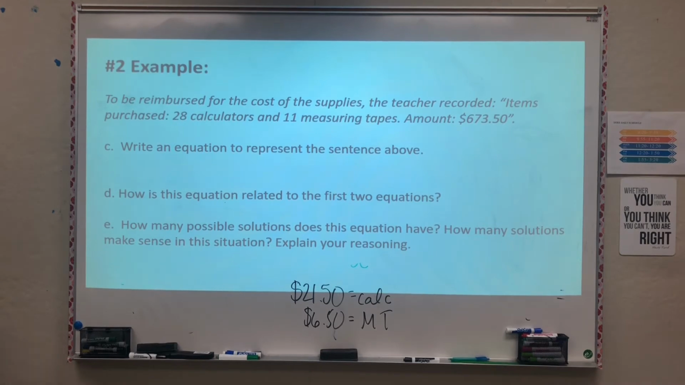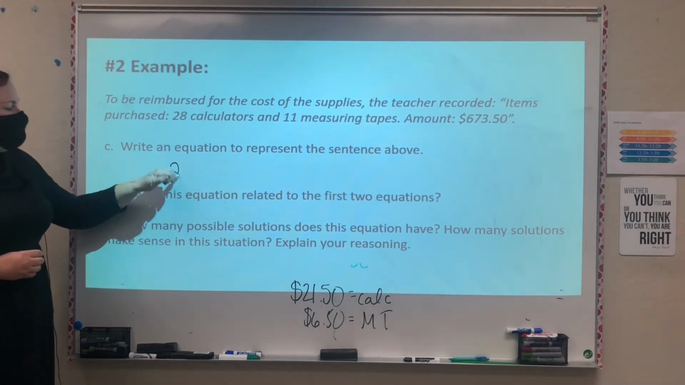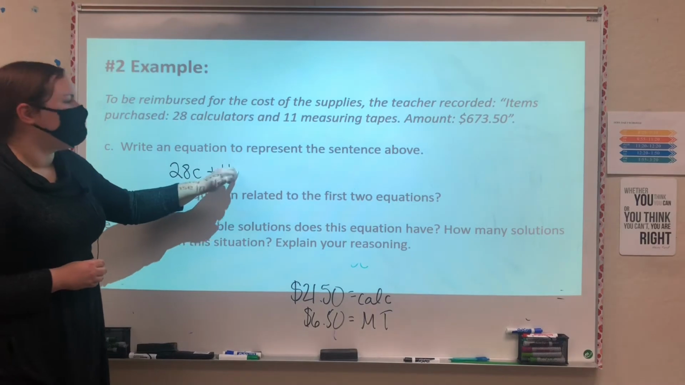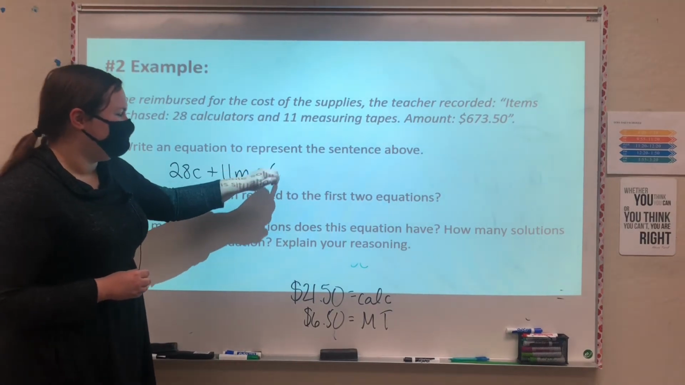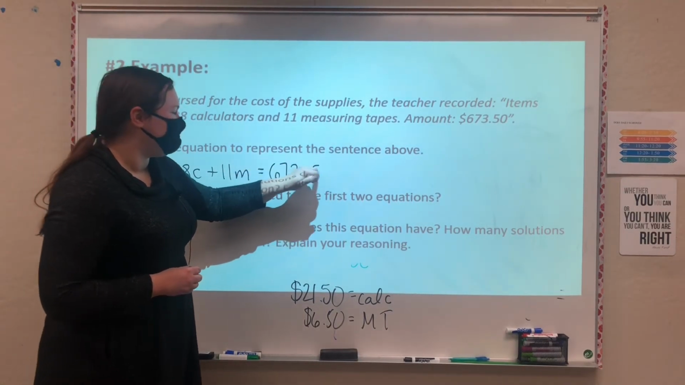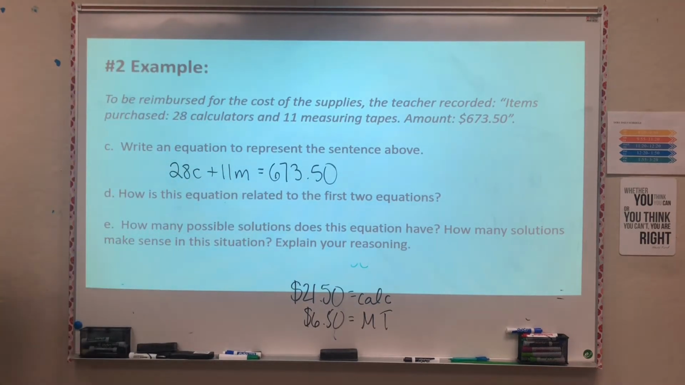What equation could we write? 28C plus 11M equals 673.50. Yep, you got it.